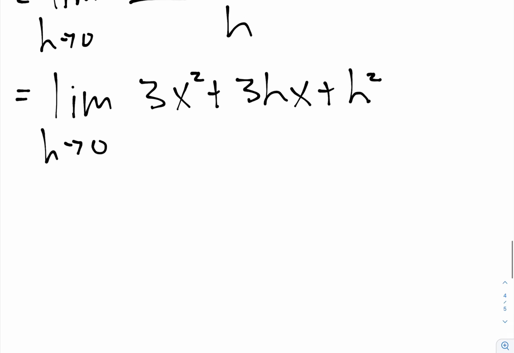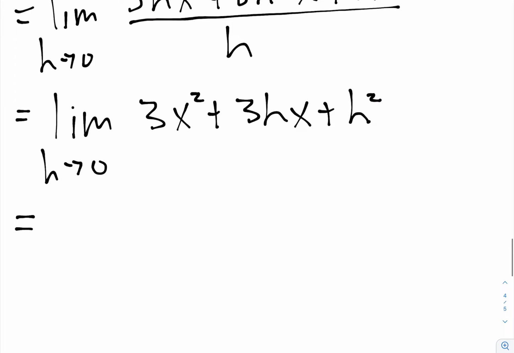Okay, good. So now that we have this, we don't have any fractions. So there's nothing wrong with plugging in h equals 0, because that's basically what it is. If it's infinitely small, it's close enough to call it 0. So we're confident in saying that the limit as h approaches 0 of 3x squared plus 3hx plus h squared is just the function evaluated when h is 0.